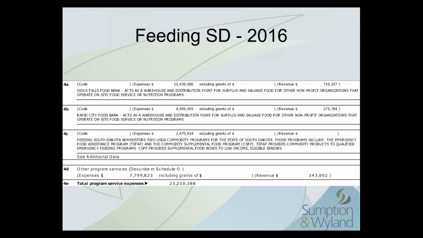Now note on 4D where it says other program services, it says describe in section O. Section O, or Schedule O rather, of the 990, think of the O as being other, because Schedule O is nothing but a series of blank lines into which you can insert explanations for anything that you are identifying anywhere else on the 990. So there are a lot of places on the 990 where it says, if you have a description, put it in section O.